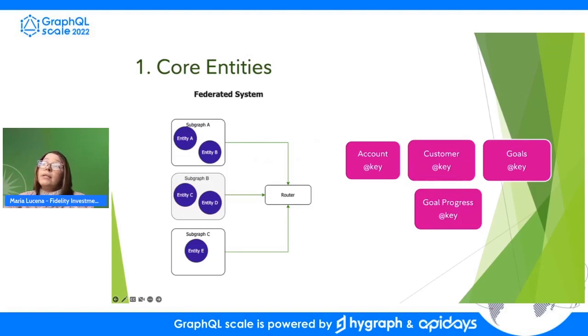So core entities, this is the simplest pattern, right? I have a monolithic graph and I'm going to a federated system. So how do I decide to separate things? Obviously, we're now separating by concern, right? But at the core of things, you have to identify your entities. What are your main players?